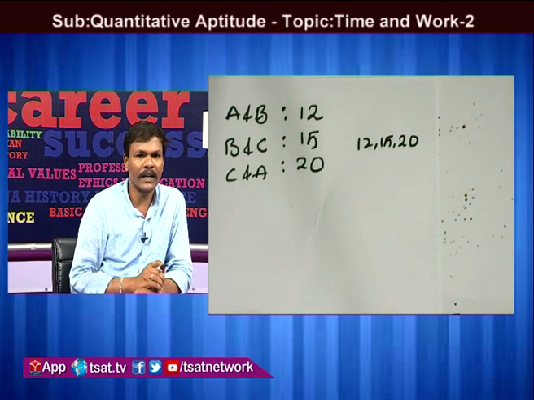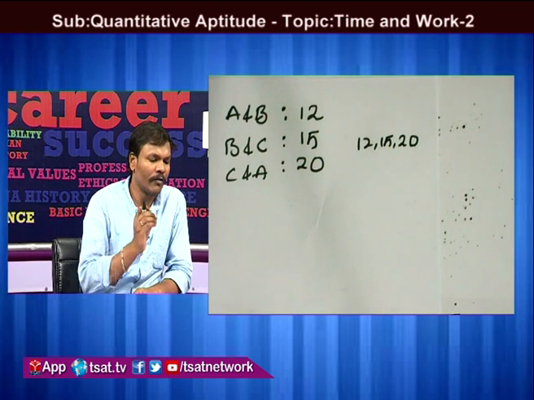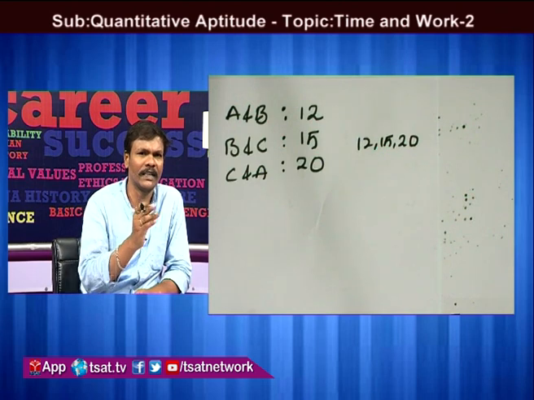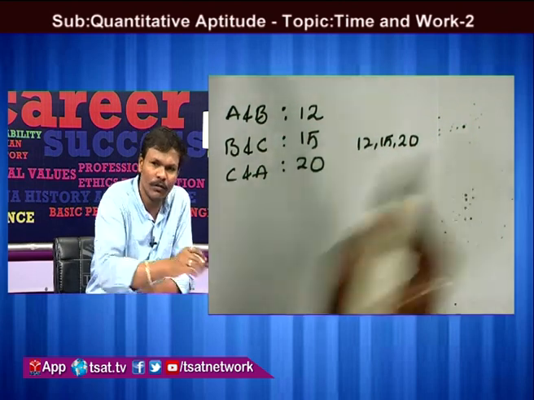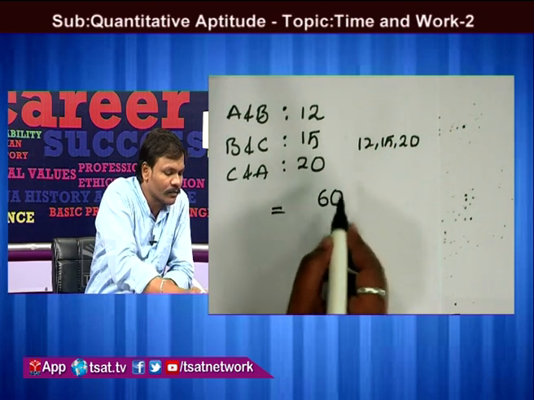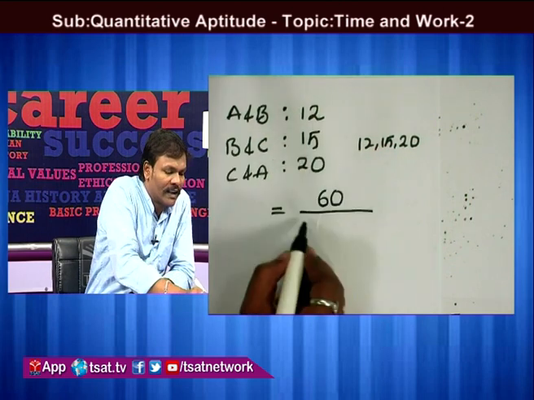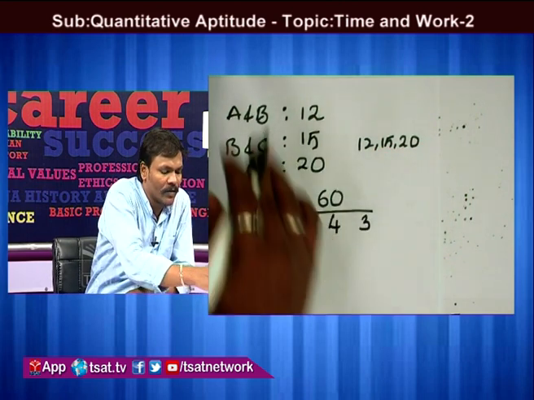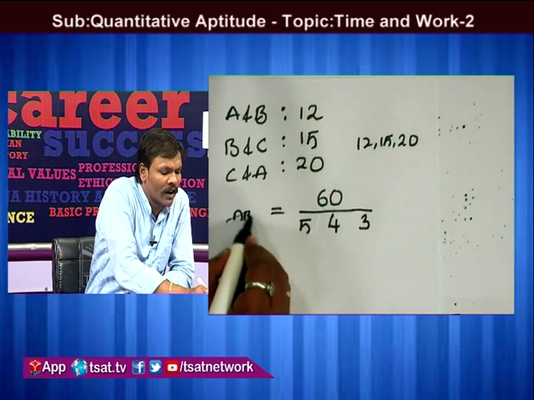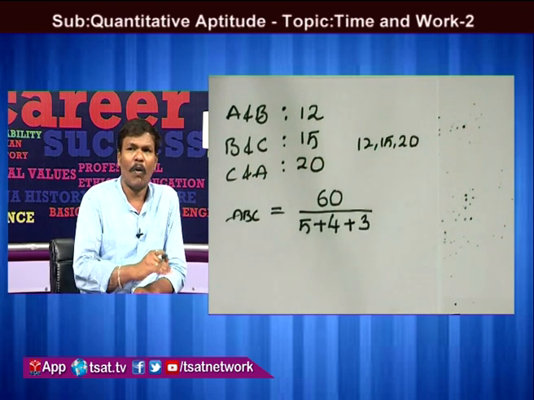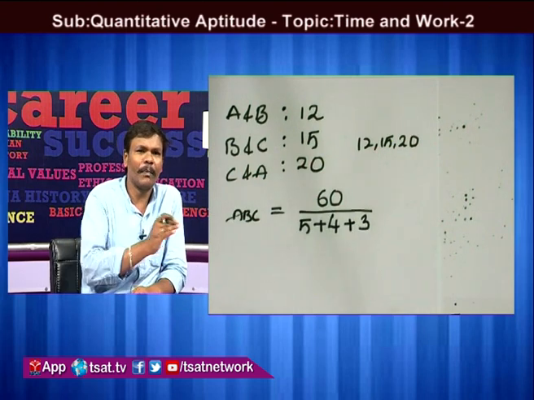As an aspirant, you have to quickly find out the LCM of 12, 15, 20. That is 60. LCM is 60. 60 divided by 12 is 5, by 15 is 4, by 20 is 3. A, B, C all together working, that means all are involved in the work, so it is plus. But what is the difference from the previous model?